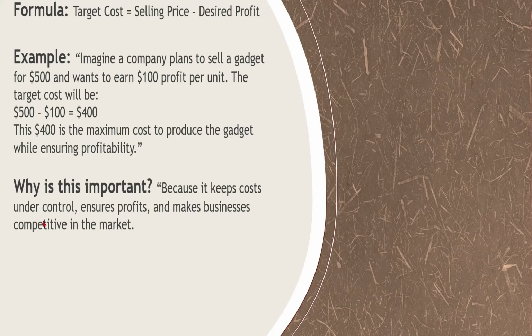And the netting gives 400, which is the maximum cost that we can incur to produce the product. We can also find alternative ways to produce the product below 400, which would be very good, but we will ensure that our cost doesn't go above 400, and that makes the business competitive in the market. If we are able to produce the product at 300, we can still reduce our selling price to be competitive in the market, or we can increase our profit margin so that the shareholders will be happy.